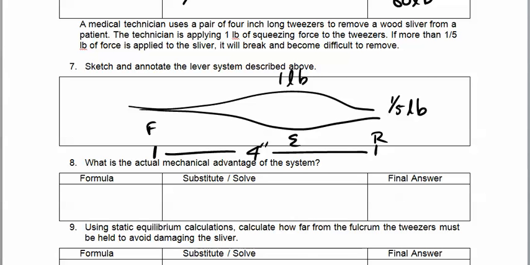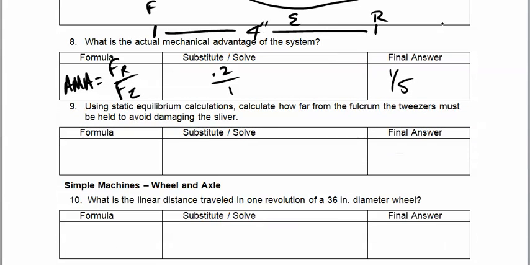Okay, on here I've done a real quick sketch of it. So what is the actual mechanical advantage of the system? Well, that's A and A. And as we know from class, that's force. So to go ahead and find the actual mechanical advantage of this problem, I'm going to take the 1/5, which is 0.2, and divide it by 1, and we get then a final answer of 1/5 is the actual mechanical advantage. This right here is the third class lever. It's not like the first one or the teeter-totter or the second class lever like the wheelbarrow. This here is the third class lever.